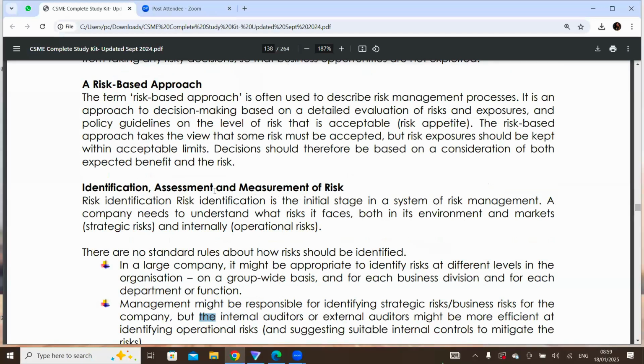Okay, so we're going to take them one by one. We're going to take them what? One by one. The first one is risk identification. Your risk identification is the first step of your risk management. You cannot mitigate against a risk that you do not know is present. You cannot mitigate against a risk that you do not know exists.